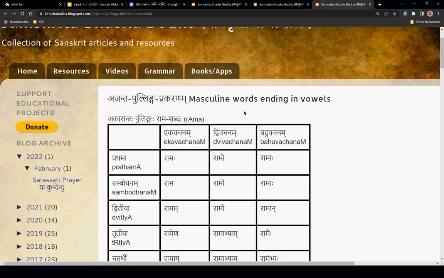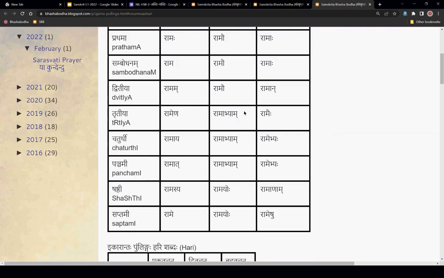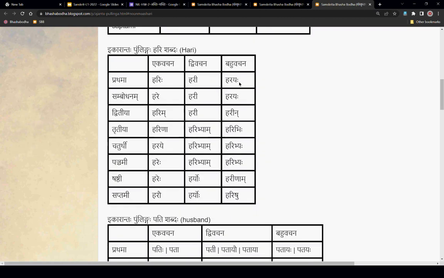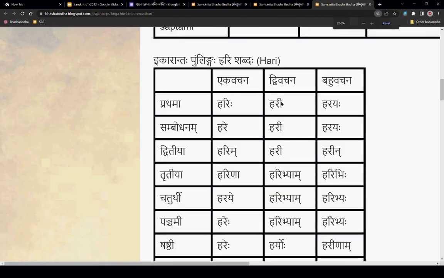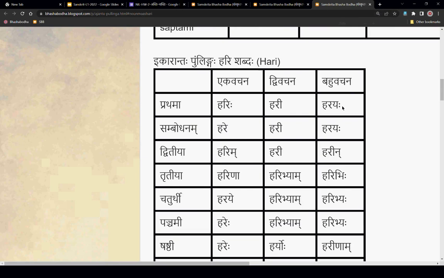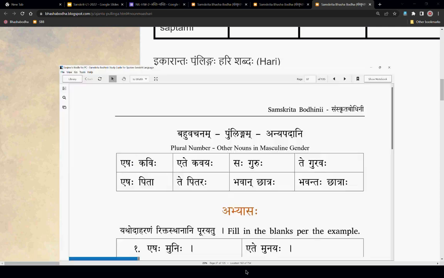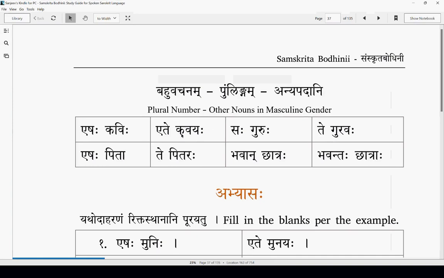So if you look at Hari, you will see here Harihi, Hari, Harayaha. So the Bahuvachanam is what? Harayaha. So if it is Kavi, what will be the form here? Similar to this. Ekavachanam is Kavihi. Bahuvachanam, Kavayaha. So that is what is indicated here.